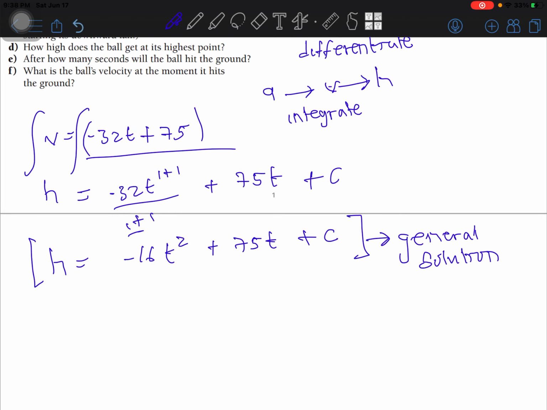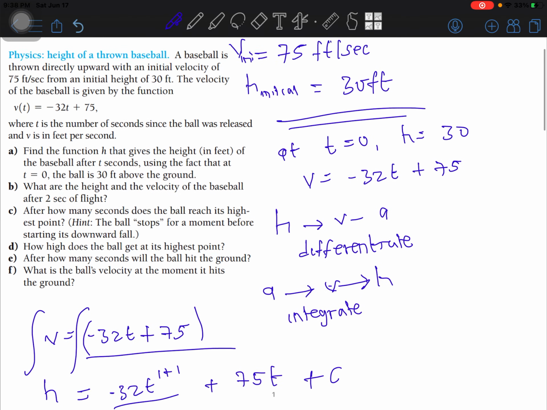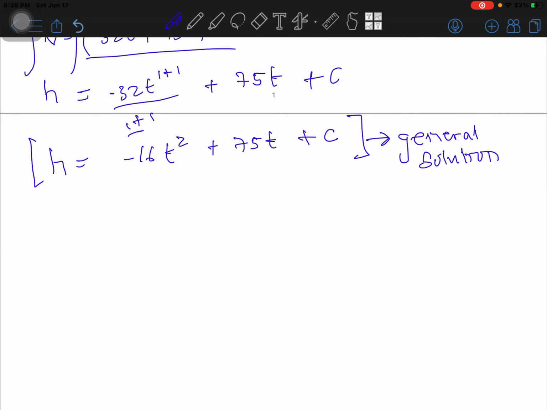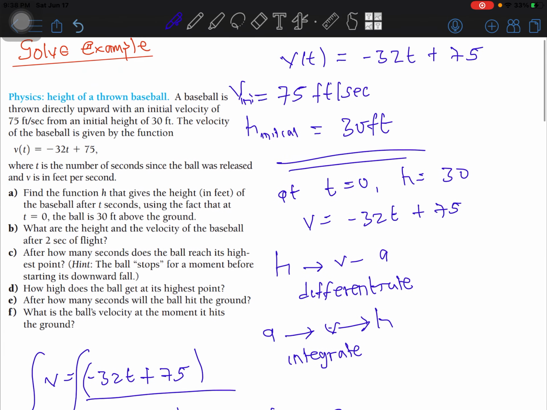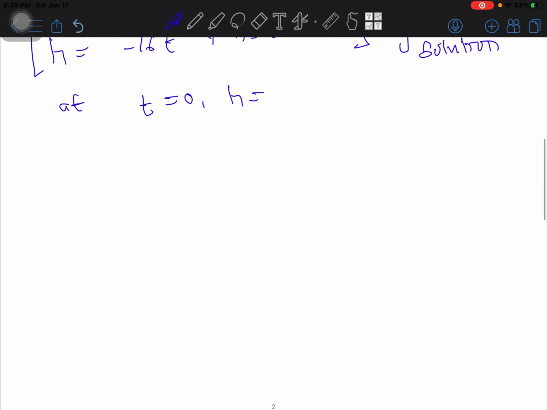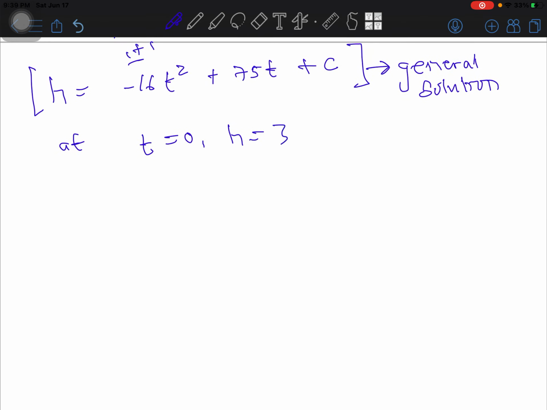Now let's look back and see what our initial condition is telling us. The initial condition is telling us that at t equal to 0, our height is equal to 30, which is coming from this place. So at t equal to 0, our height is 30.